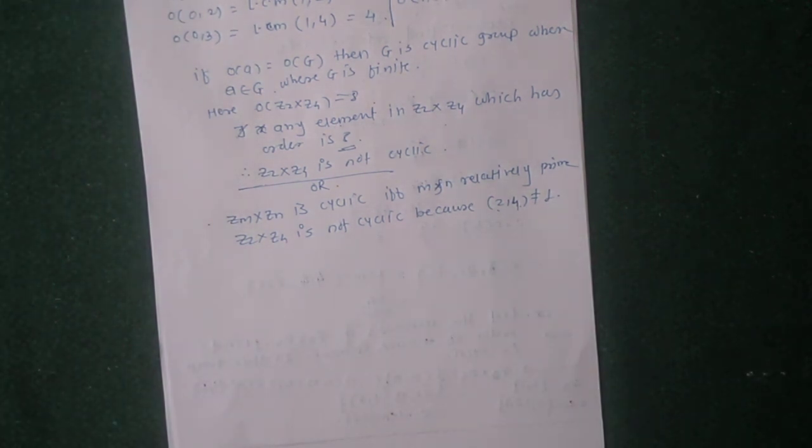Okay, so this is the example. So the permutation chapter is completed here. In the next lecture we will discuss homomorphism and isomorphism.